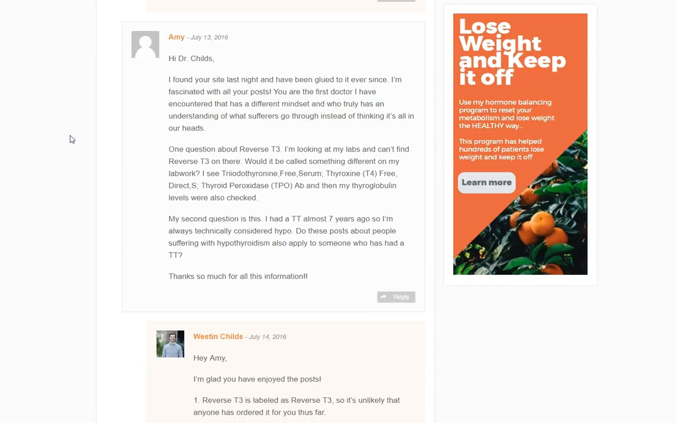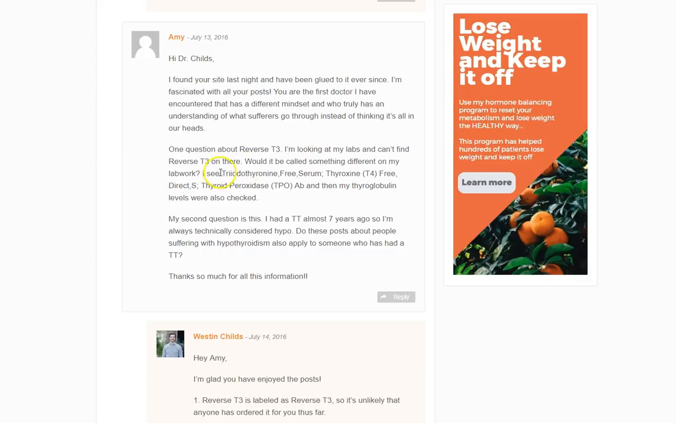This is a longer question, but we'll skip to the questions here. So Amy says, one question about reverse T3. I'm looking at my labs and can't find reverse T3 on there. Would it be called something different? She sees triiodothyronine or thyronine-free serum, thyroxine-free, thyroid peroxidase, and thyroglobulin antibodies. So reverse T3 is usually referred to as triiodothyronine, comma reverse, or reverse triiodothyronine.